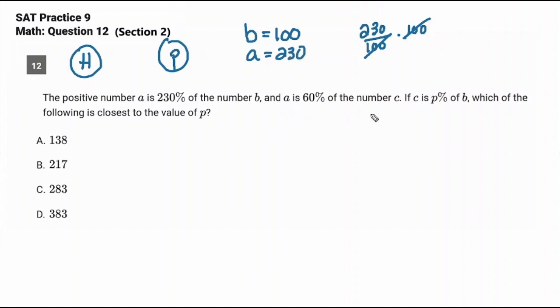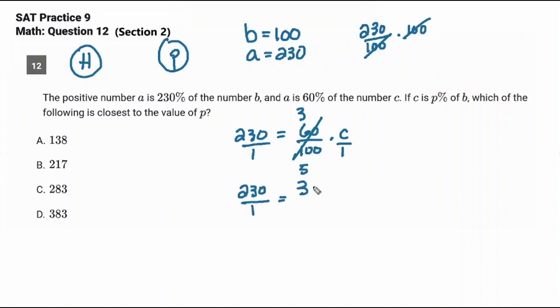A is 60% of the number c. So a, 230, is 60% of c. When I have fractions and non-fractions, I want to make everything a fraction so I can see when I can reduce and when I can cross multiply. This is just going to be 3 over 5. So I'm going to say 230 over 1 equals, smushing everything together on the right side, 3c over 5. Cross multiply. 3c equals, obviously calculator math, 230 times 5, it's 1150.